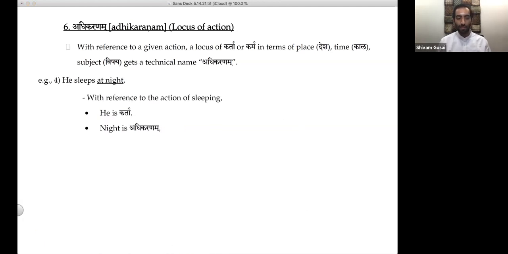Example number 4. He sleeps at night. Now the first 2 examples were examples of desha, in terms of place. Now here's an example in terms of time. He sleeps at night. He is the karta of sleeping and night is the adhikaranam, at night. So it can be in terms of time, not just place.